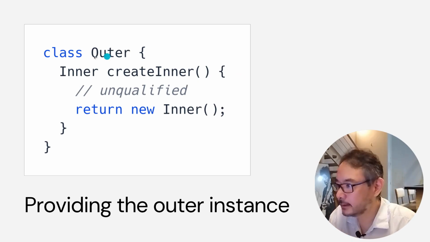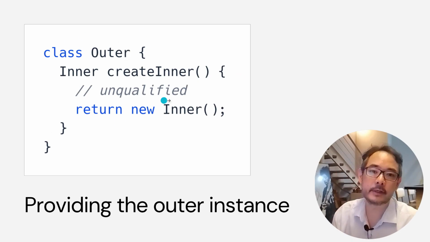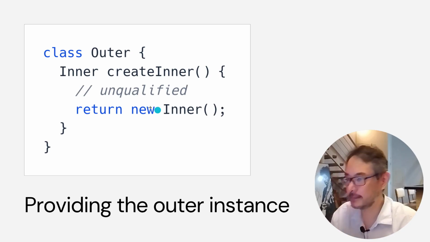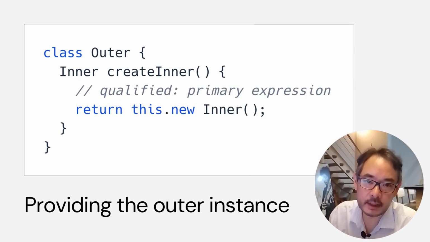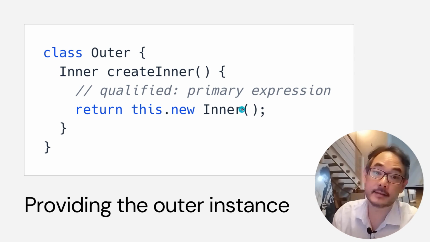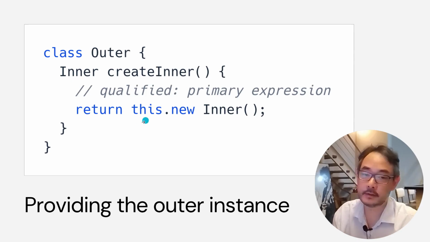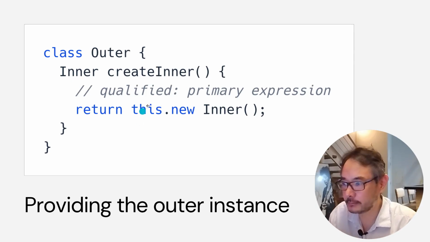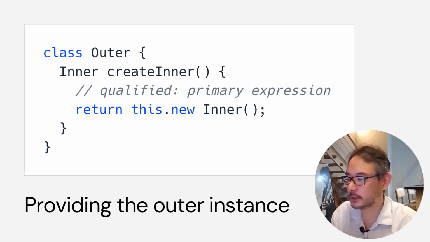Or if we're already in an instance of the Outer class, we simply create an instance of the Inner class. So there's no need to qualify the new expression. Though if we really want to, we can still qualify the class instance creation expression. In this case, once again, with the primary expression, which is the this keyword.